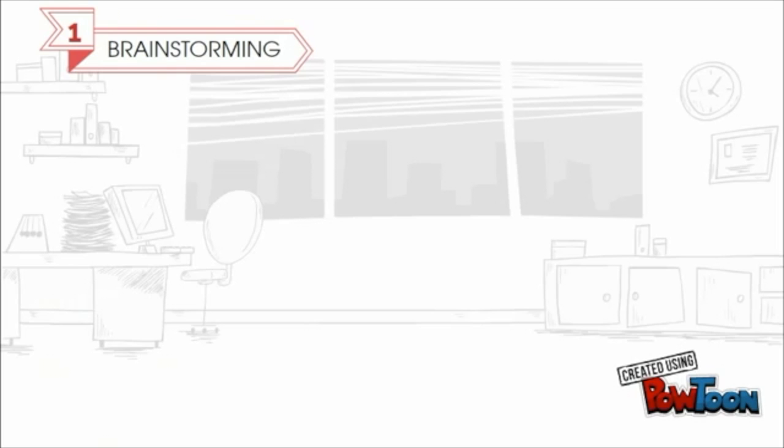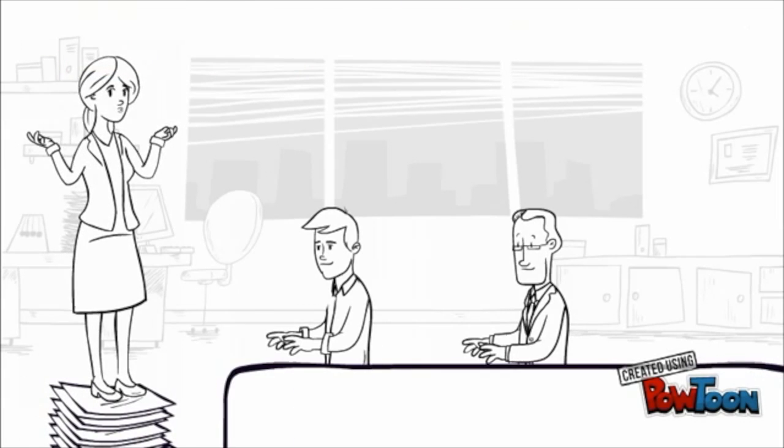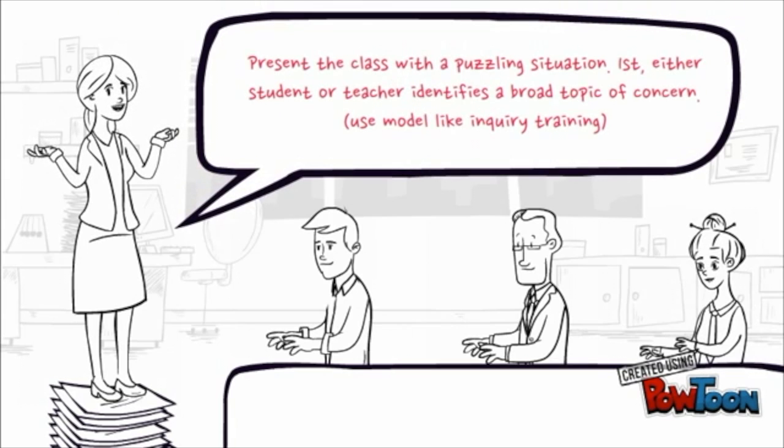Step 1, brainstorming. This is where we get to present the class with a puzzling situation. First, either the student or the instructor identifies the broad topic of concern. Use the model-like inquiry training in Chapter 10.